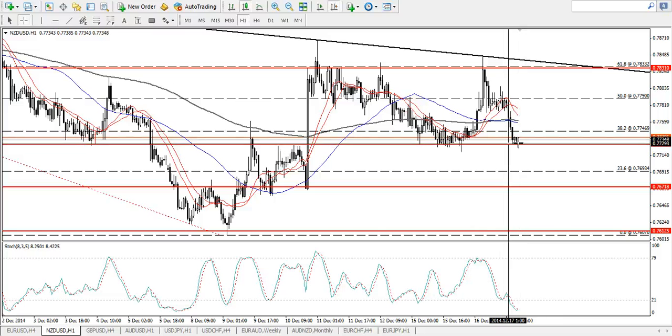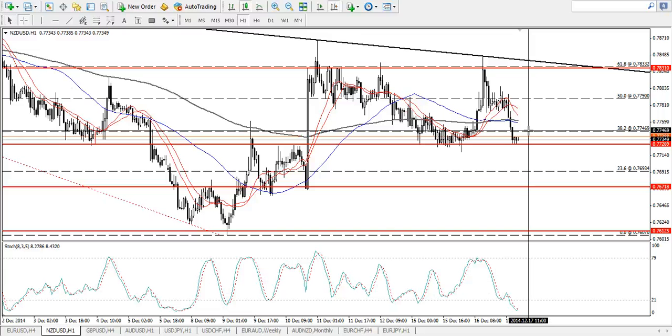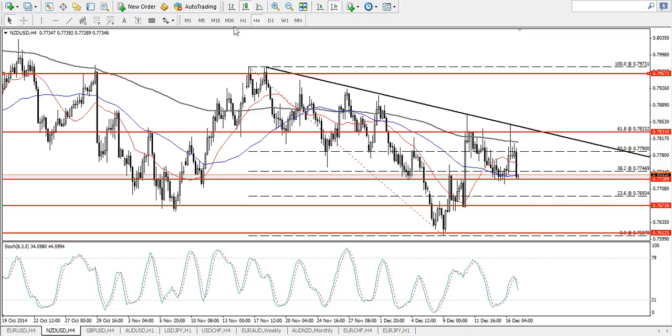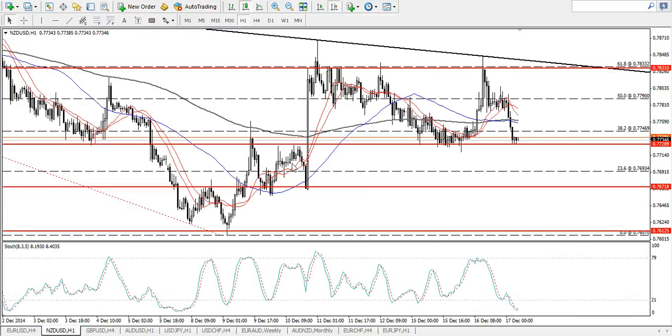As you can see, price has been supported. If there's a reversal candle followed by confirmation, then it is possible to go for an intraday long. And of course, the first level to look out for is 0.7833. So that's for the New Zealand dollar against the US dollar.